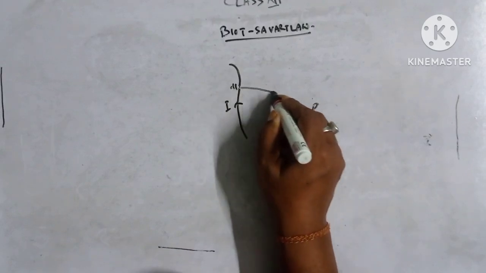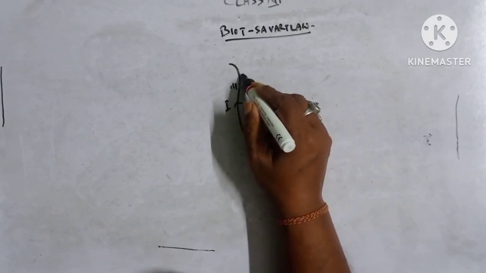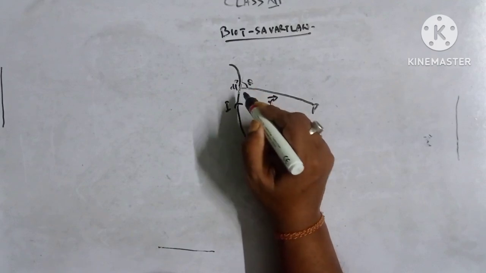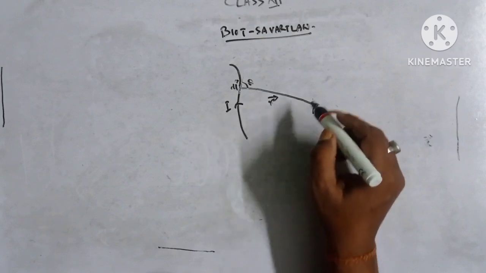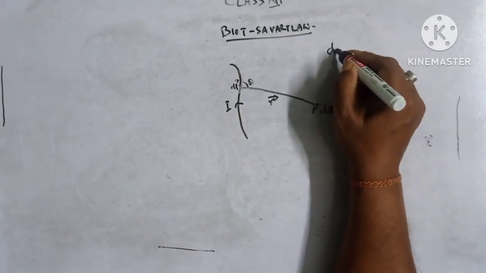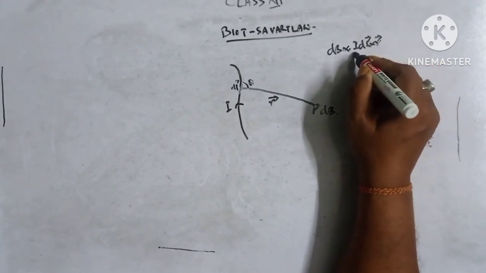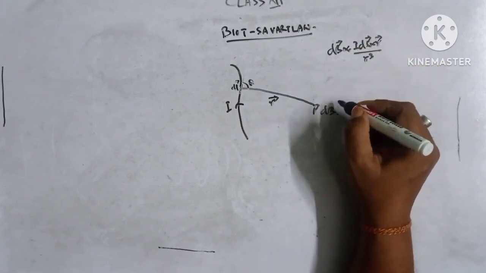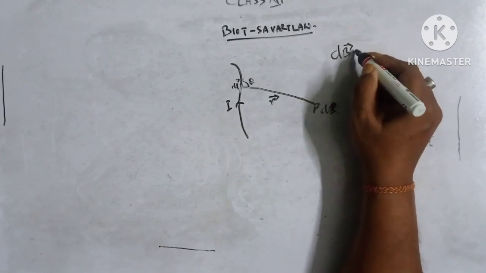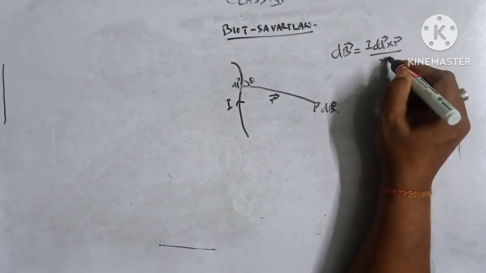Here we consider r as the displacement vector, and the dl vector is making an angle theta with the displacement vector. We want to know the magnetic field at P. According to the Biot-Savart law, dB is proportional to I dl cross r vector divided by r cube. Your dB vector will be I, current, dl vector cross r vector divided by r cube.